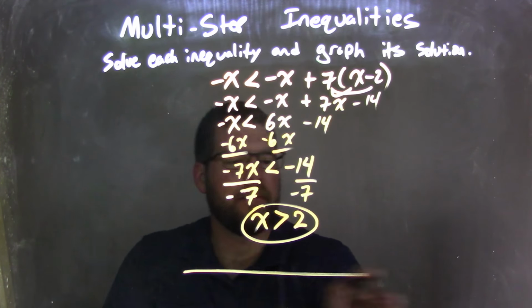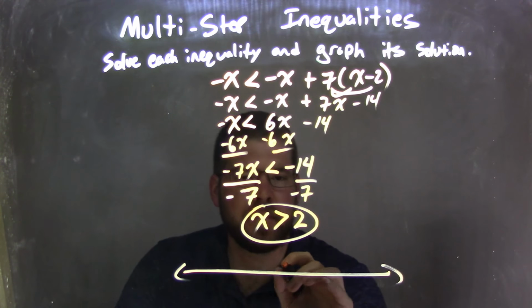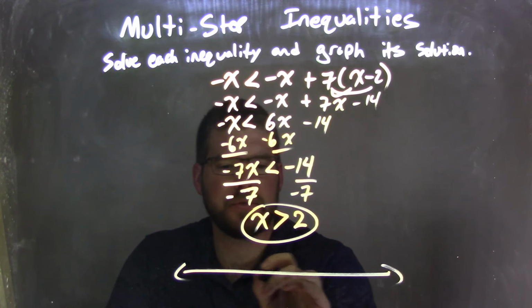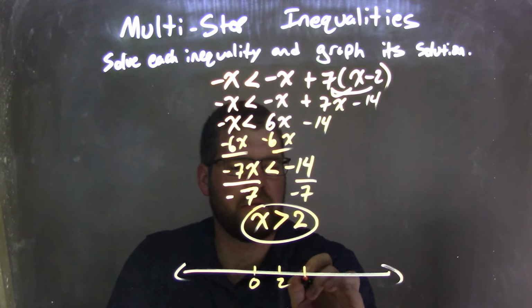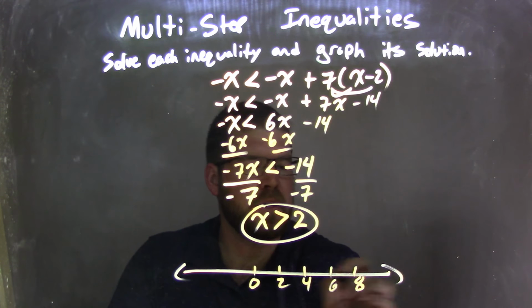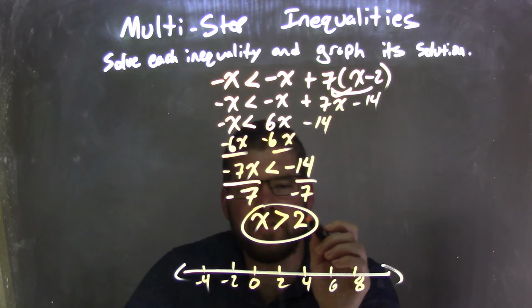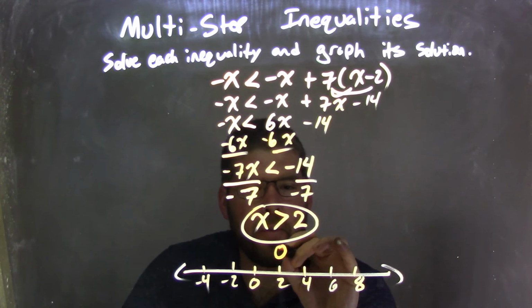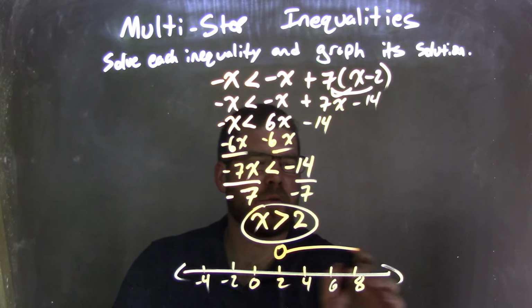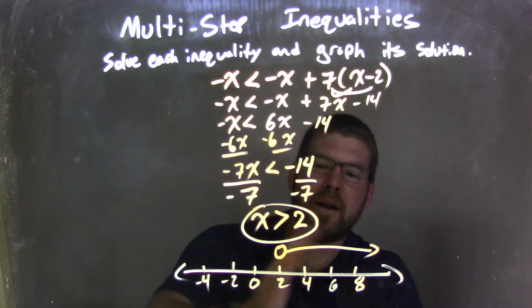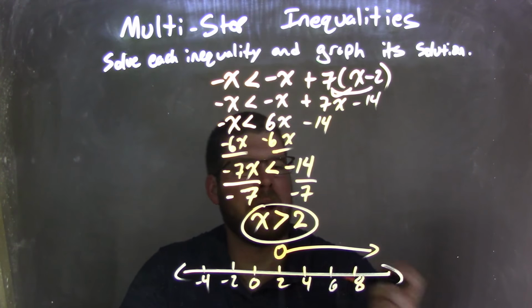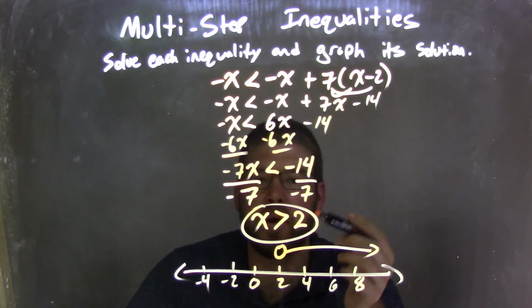So now I need to graph it. Make a little graph here. Let's go by 2s. Let's put 0 here. 0, 2, 4, 6, 8, negative 2, negative 4. Okay? Well, since x is just greater than 2, not equal to, we put an open circle at 2. And then we put our arrow to the right because x is greater than that 2. And now we have our graph here that matches our inequality, which is x is greater than 2.